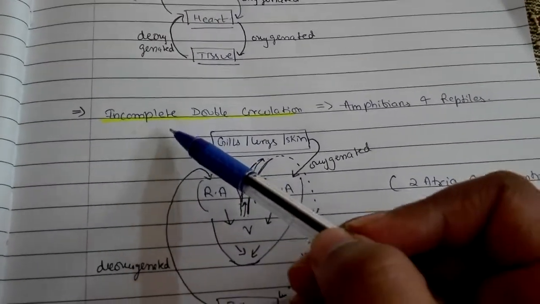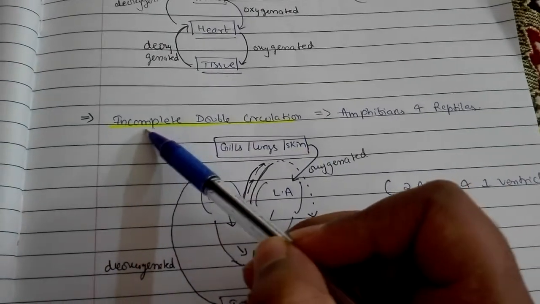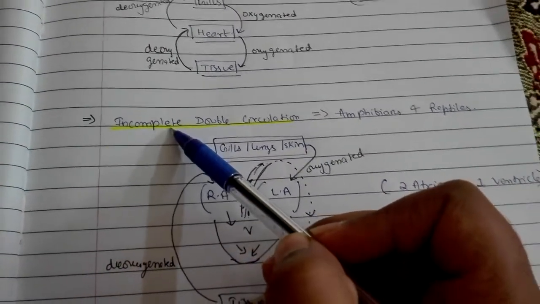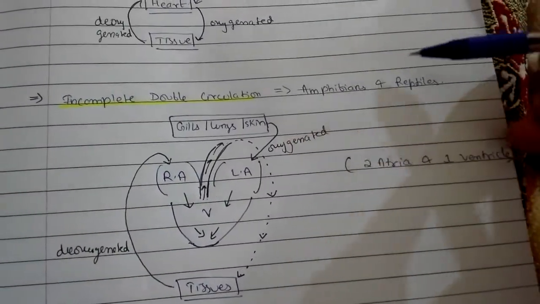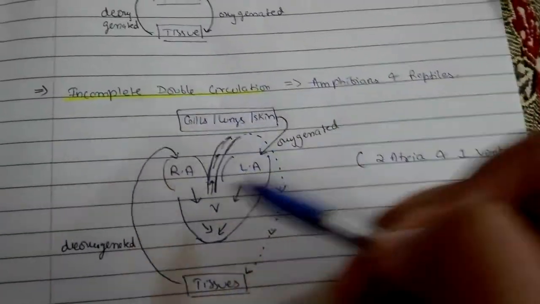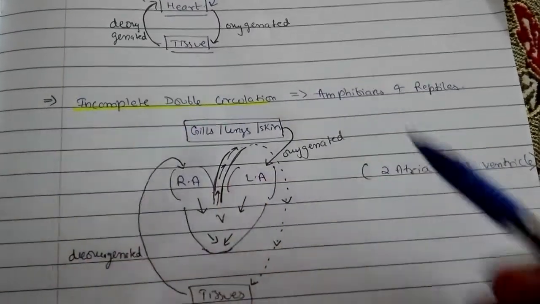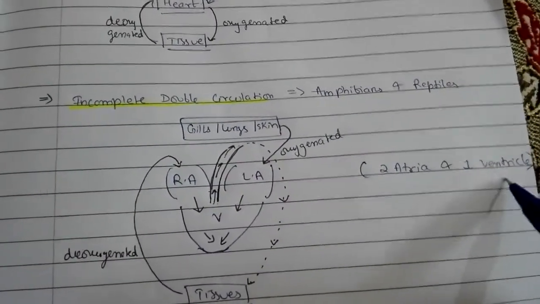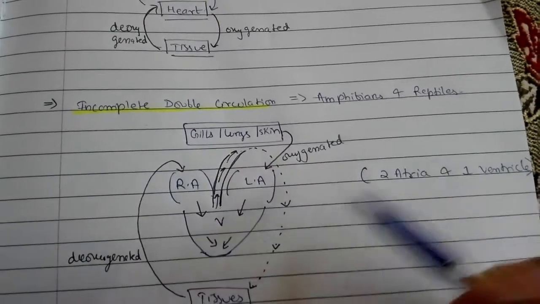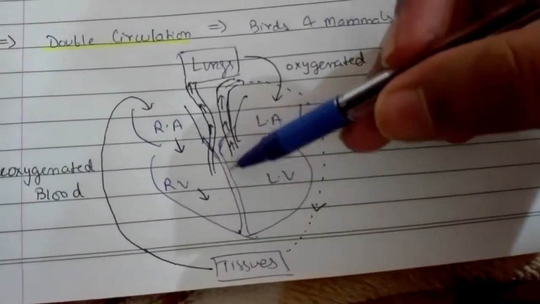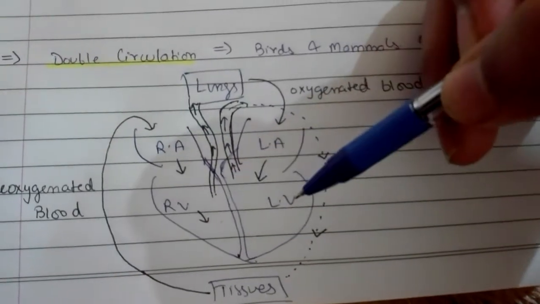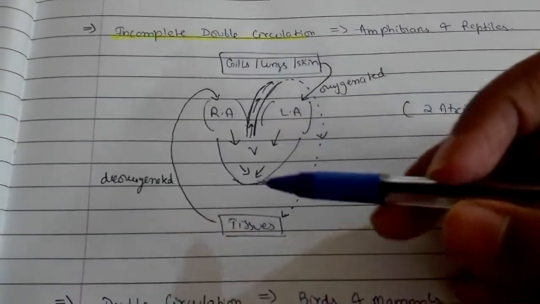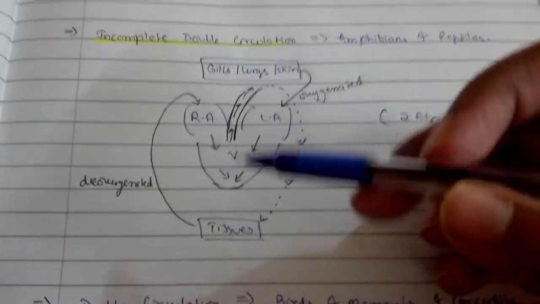Now we'll get to the incomplete double circulation. Why it is called incomplete is the thing to notice. It is found in amphibians and reptiles. It is called incomplete because it has two atria and one ventricle. They don't have a septum. In double circulation, we do have a septum which separates the bloods, deoxygenated and oxygenated, but here there's just the mixing of both the bloods, oxygenated and deoxygenated.